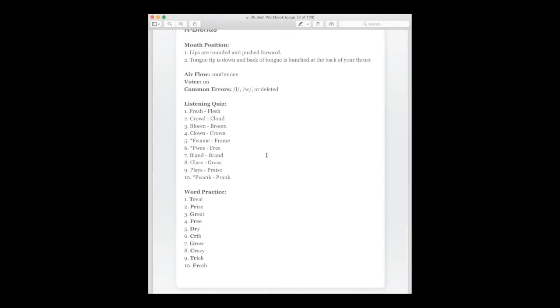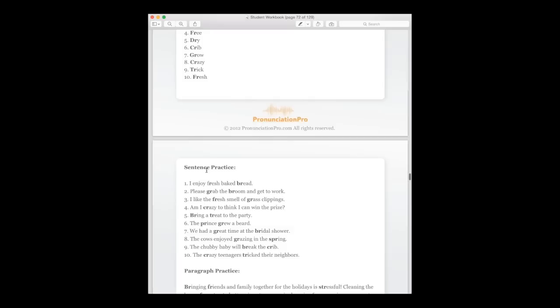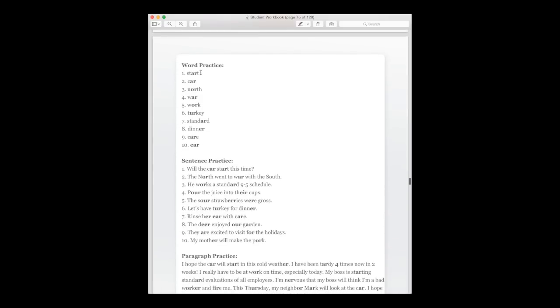So what I like to do is we have three different R videos and lessons to work on because sometimes it's just in one position. So let me just hear word practice with the R blends. So say the first five here. Trust, prize, great, free, dry. Perfect. Okay, so that's exactly the R we want. So now it's more at the end. So let's go through these first five. Some of them are at the end, some are in the middle, but I just want to hear those. Okay. Start, car, north, war, work.